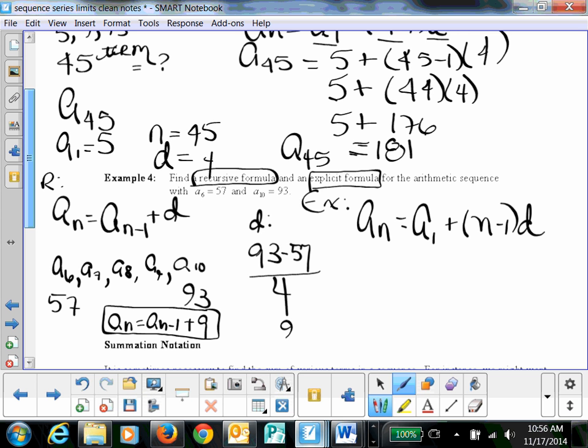For my explicit one, though, somehow I'm going to have to figure out a sub 1. Anybody know how I can do that? Subtract what by 9? Okay, so that's wrong. You're right, I can keep subtracting 9, because I only gave you the 6th term. But if I give you a sub 100, that would be a really long way to go about finding the first.